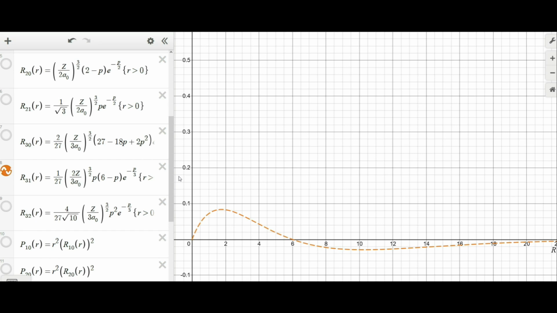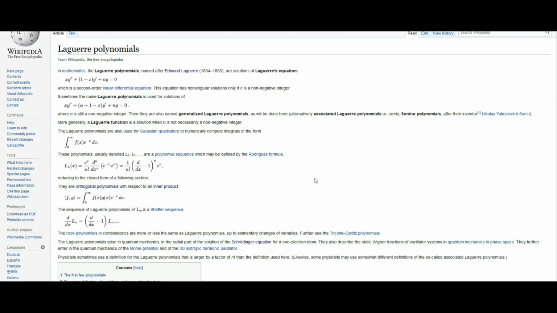But anyway, like I said, the principle is still the same, and I'll talk about this stuff again when I get to the hydrogen atom, so I can actually talk about the equations that we're using here, which are the Laguerre polynomials.